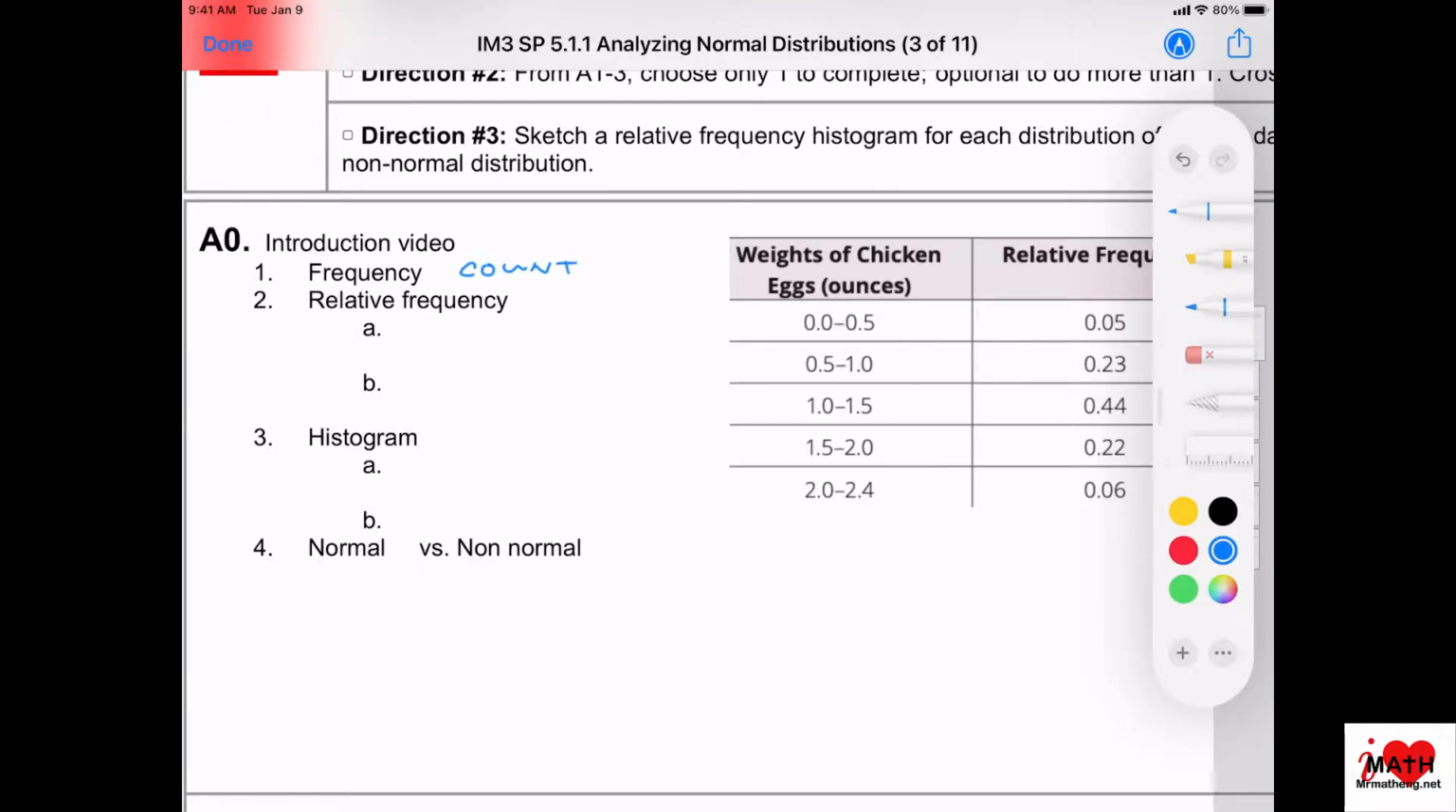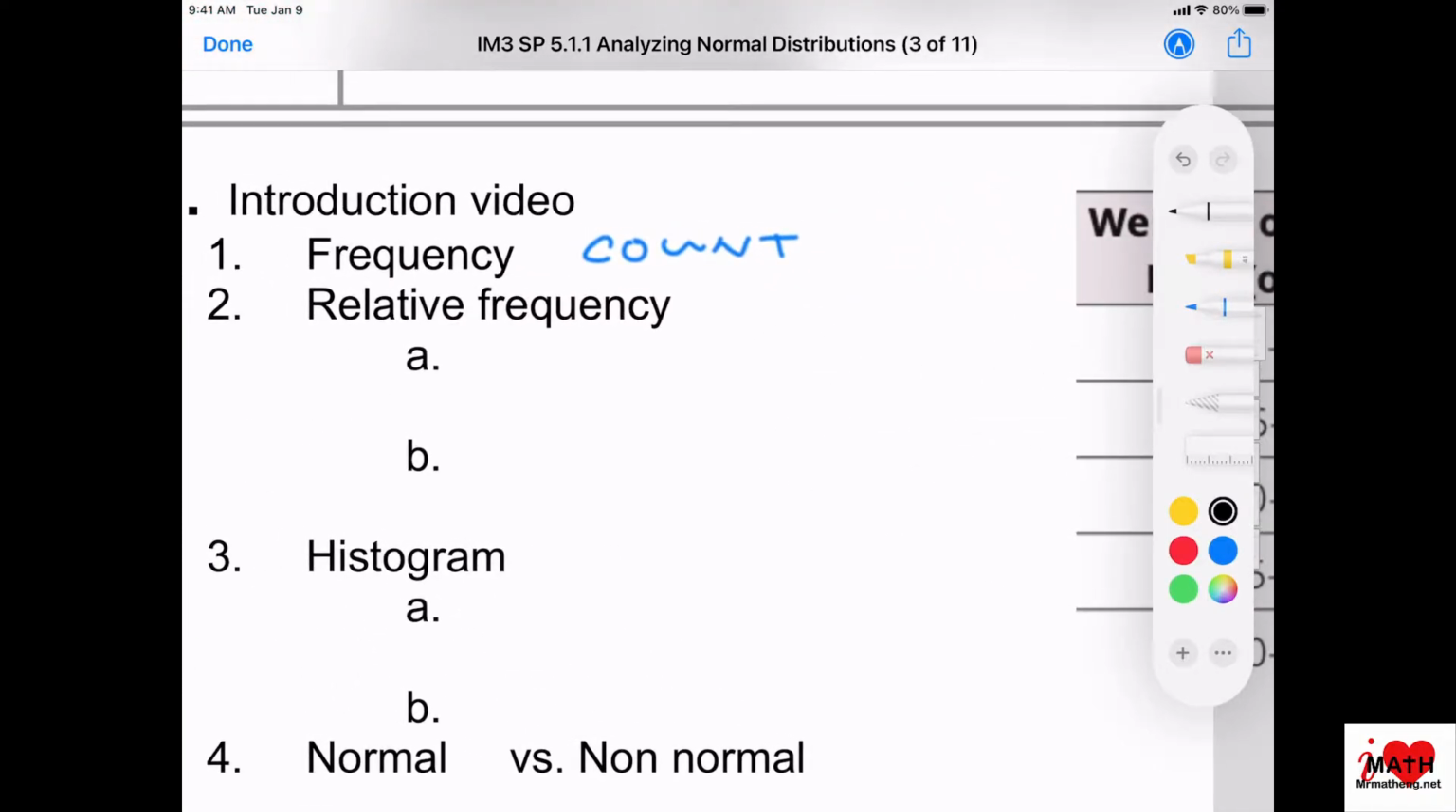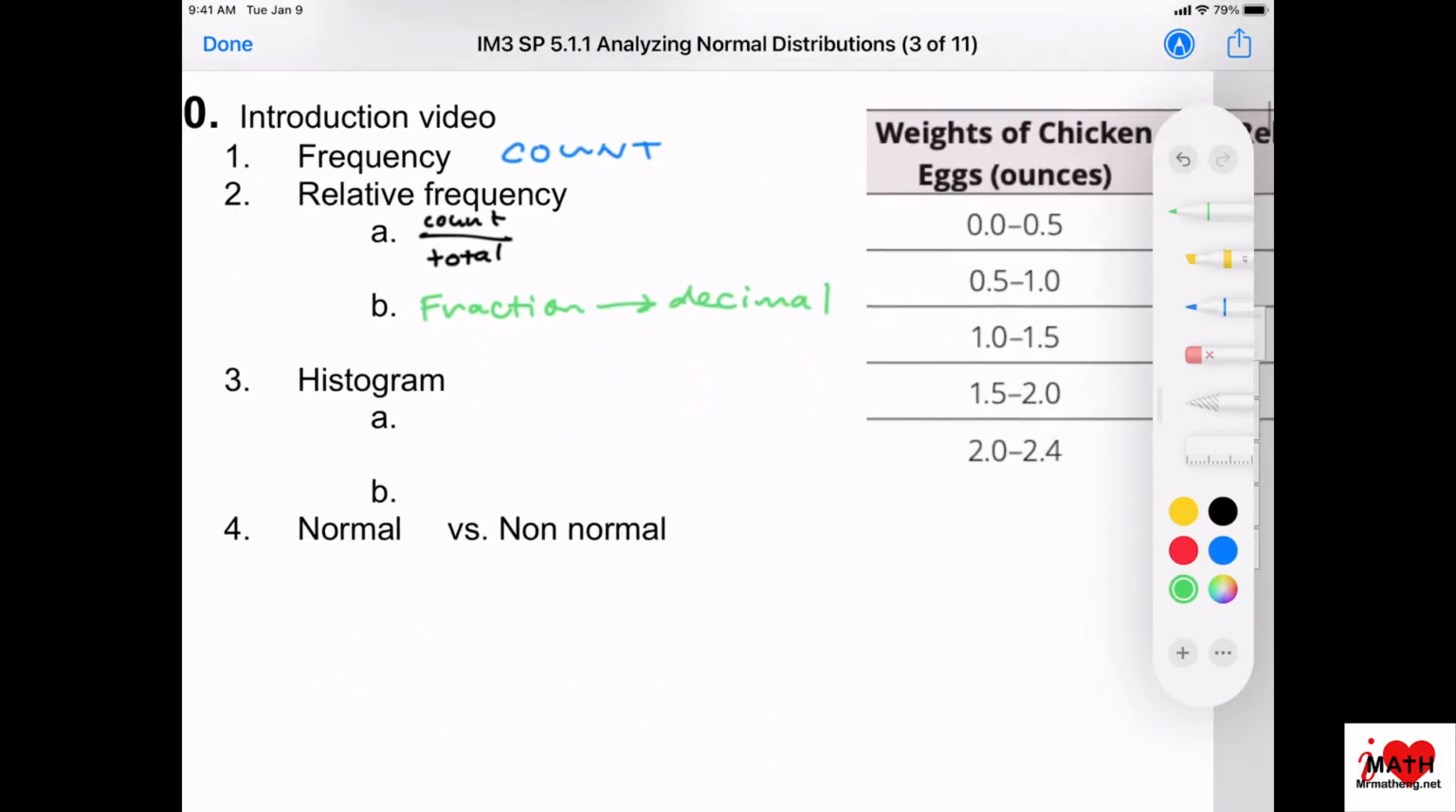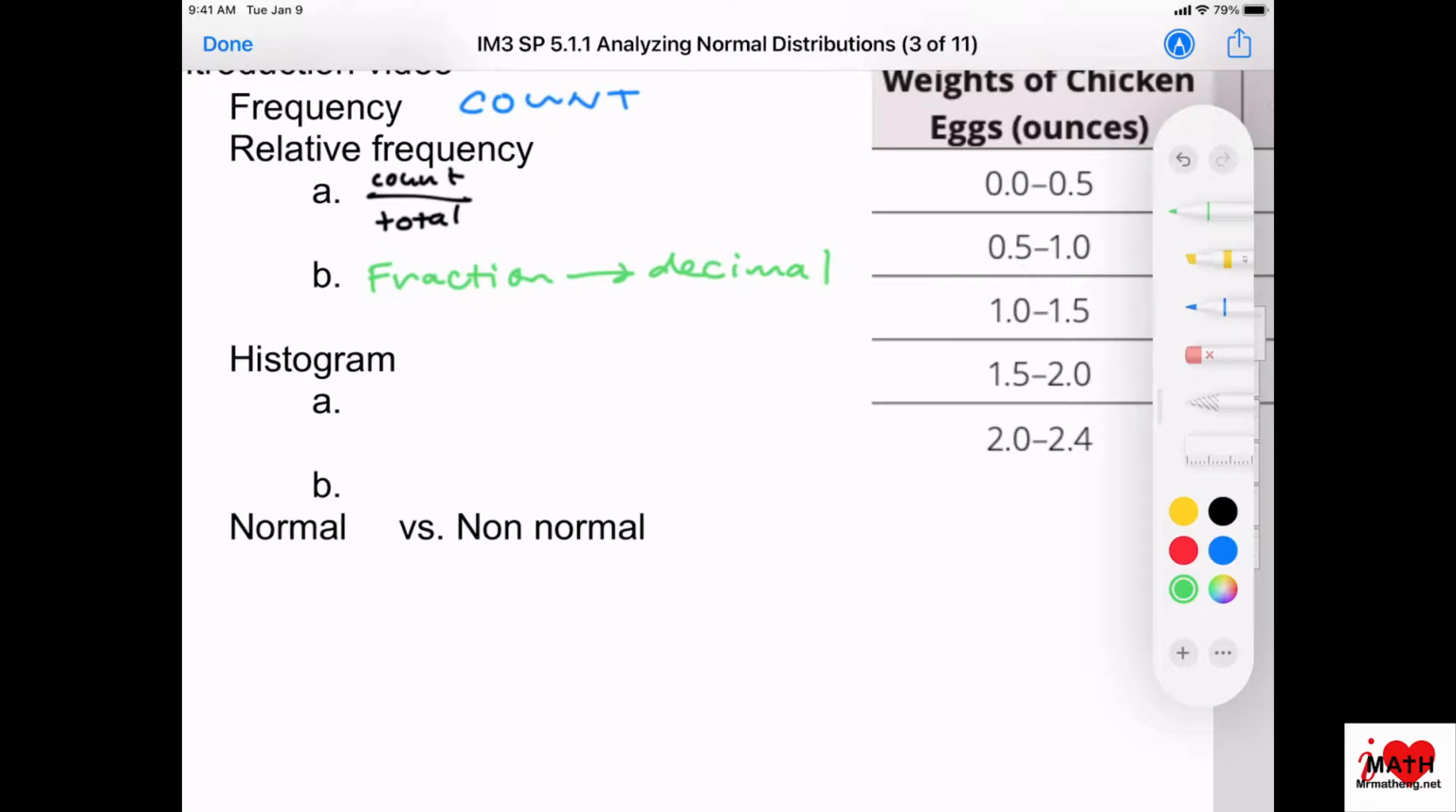Well, what is a relative frequency? Relative frequency is turning a count divided by the total. So here you have a fraction, and you're basically going to turn this fraction into a decimal. All right, we're eventually going to build a relative frequency histogram.